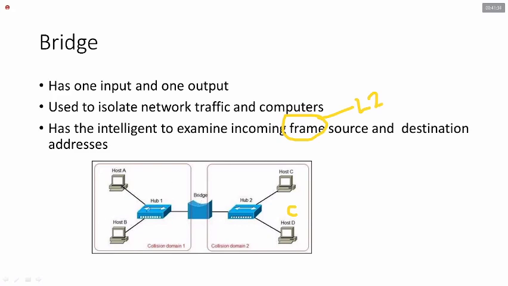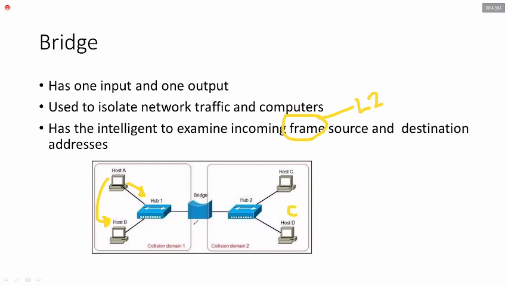Now let's say A is sending a message, which will go to hub 1. Then hub 1 will send this to whom? Let's say A wants to send a message to B. So A will send this message to hub 1. So the message will go to whom?